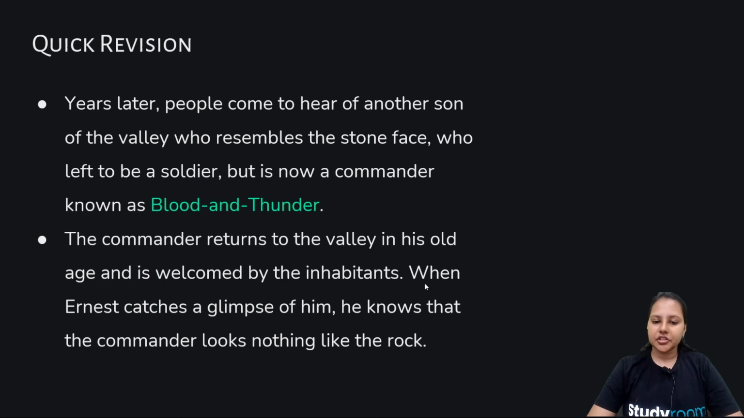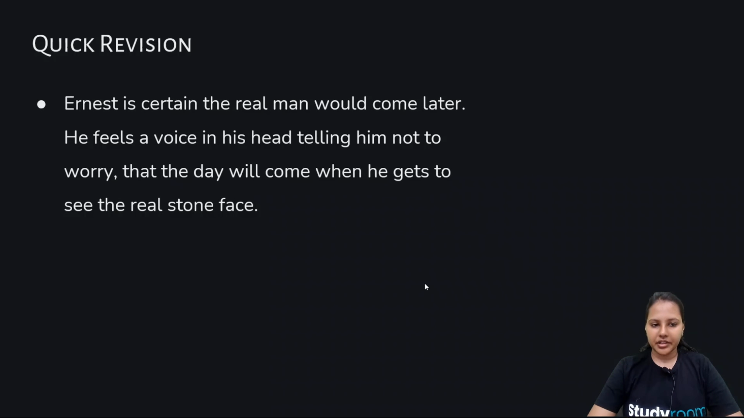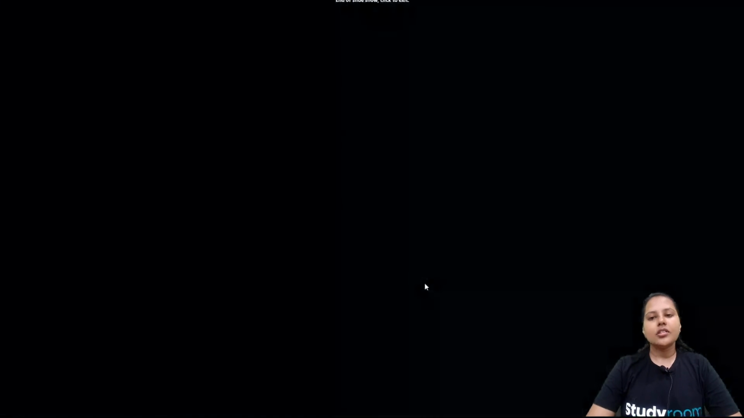The commander returns to the valley in his old age and is welcomed with a banquet and everything. When Ernest catches a glimpse, he knows that this commander also doesn't look like the rock. Ernest is certain the real man would come later. He feels a voice in his head telling him not to worry. The day will come when he gets to see the real stone face. So this is the story.